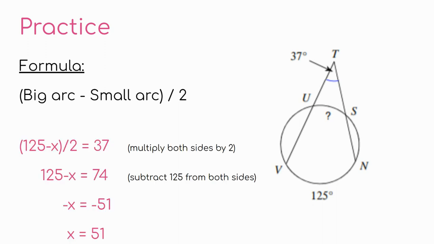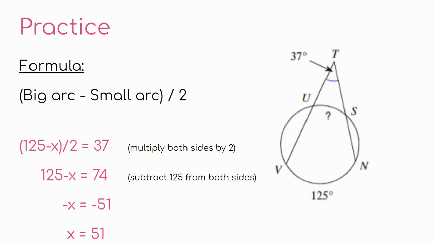All right, so what you should have done was set up your formula. Big arc minus small arc divided by 2 equals your angle. So the big arc is 125 minus your small arc, we can call that x, divided by 2 is going to equal your angle, which is 37. So you got 125 minus x divided by 2 equals 37.